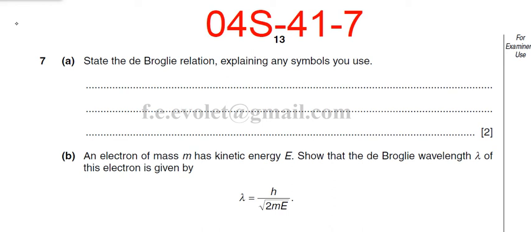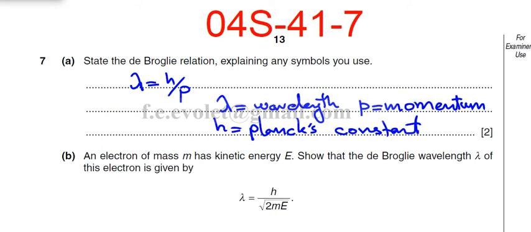This question states, state the de Broglie relation explaining any symbol you use. So the de Broglie relation is lambda equals h over p, that particles can behave like waves having a wavelength lambda. So lambda is the wavelength, p is the momentum, and h is the Planck's constant.